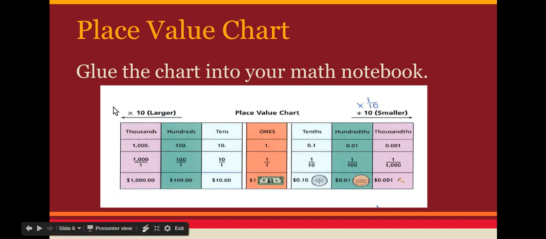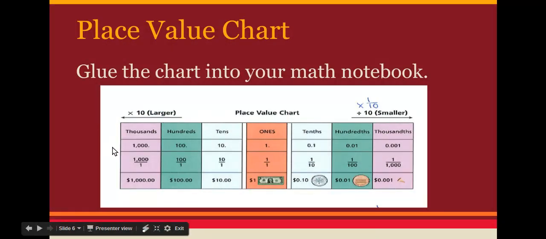Then it would be the opposite if you're going to the left. So if we start with the ones place, each place to the left is 10 times as big. 1 times 10 is 10. 10 times 10 is 100. 100 times 10 is 1,000. So to recap, moving to the left, each place is 10 times bigger. Moving to the right, each place is 1/10 as big, or you divide by 10 to get to the next place.